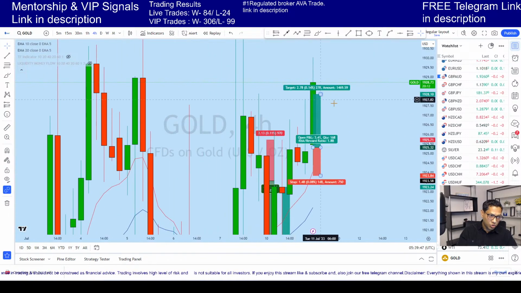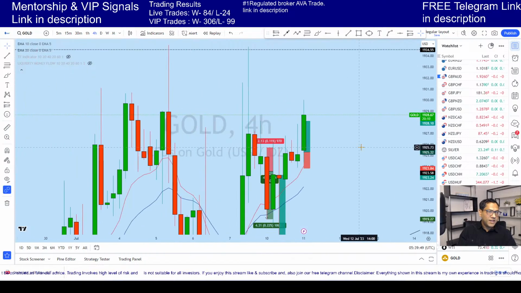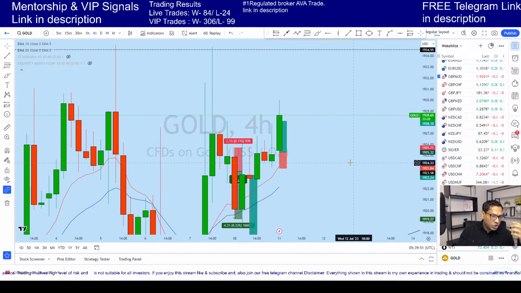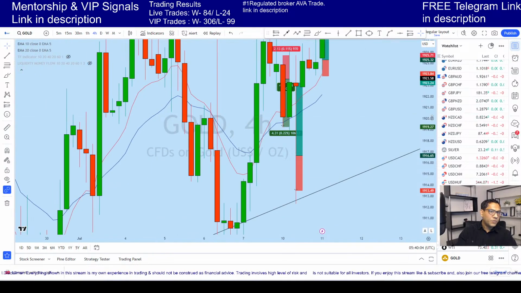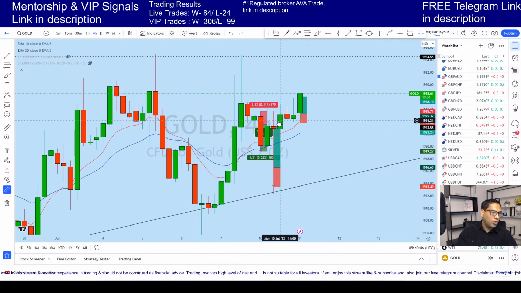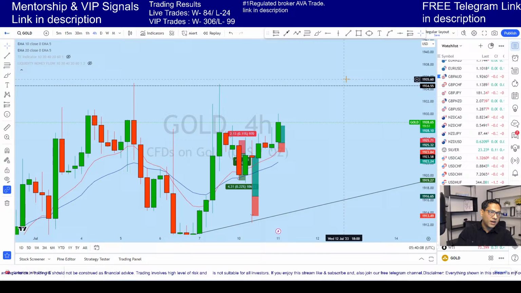Now this is a shooting star. Keep in mind that when we trade a shooting star or any kind of price action pattern, the key point we look at in the market is the market structure. Now if you look at the market structure on gold, it grabbed liquidity. It's a strongly bull market, no doubt about it.